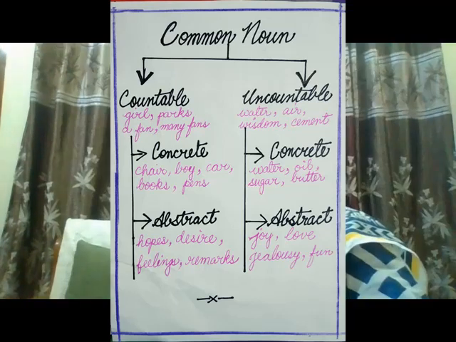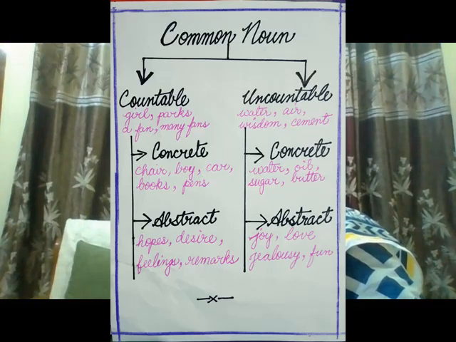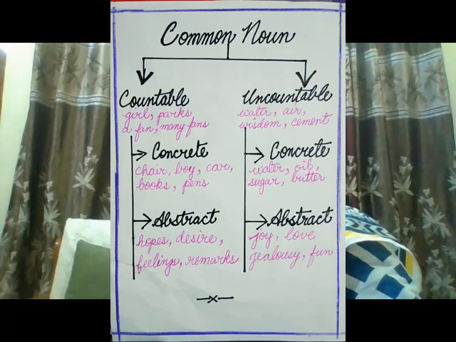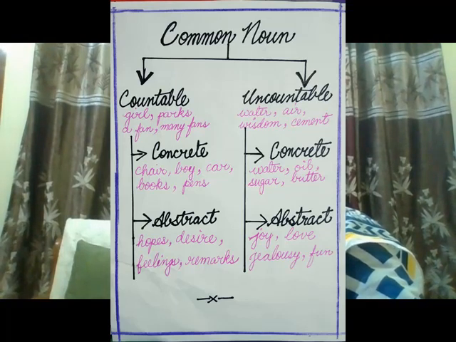Then you have, after this we will see oil, sugar, butter. Oil is also an uncountable noun. It is concrete because we can use oil, we can see and we can touch. Then sugar and butter also. We use sugar and butter, we consume it, we can see it and we can touch it. Therefore, it is a concrete noun, but it is uncountable because we are unable to count it.